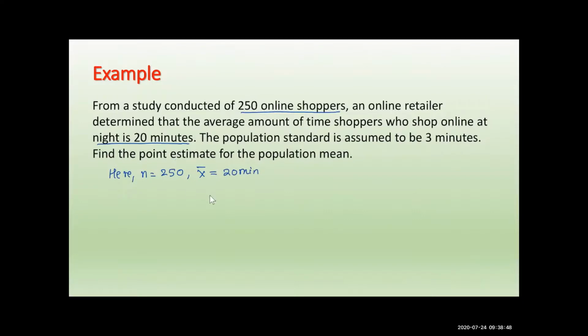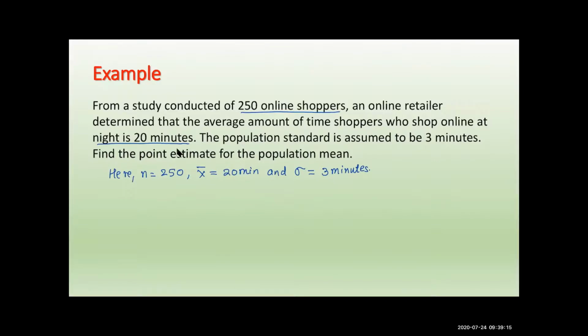See, our sample size is 250. And when you find the sample mean, it is 20 minutes. The population standard deviation is assumed to be 3 minutes. This is the standard deviation of the population, not the sample. So because it is the population standard deviation, it is sigma equal to 3 minutes. That is the information given to you.